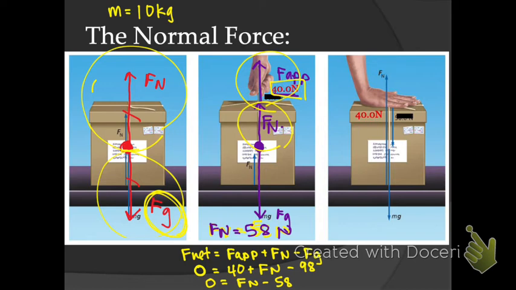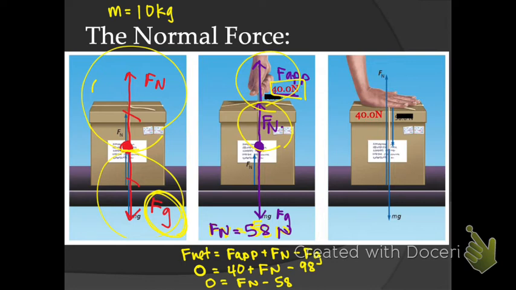All right, in the third scenario here, now I'm pushing down on the object. So I would expect in this case my normal force to be higher than it was before because I'm basically working with gravity now, right? I'm making it go downward more. So let's look at this last one.